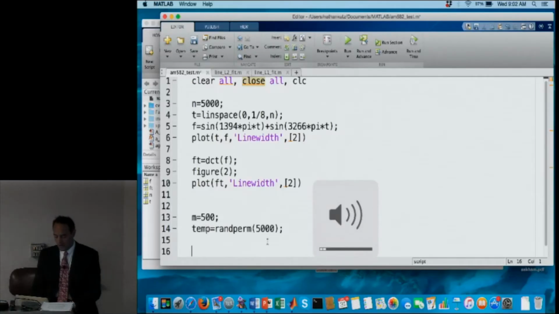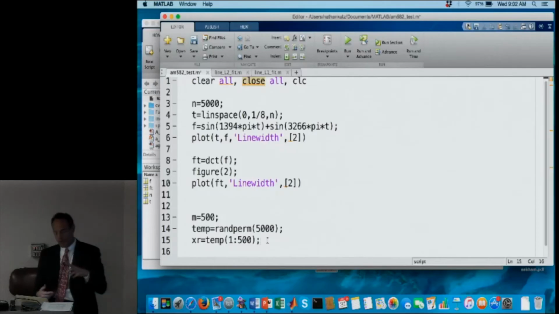So what I'm going to do is say, all right, we've got a random thing, so let's call it XR. XR is going to be equal to the first 500 components of temp. So I shuffled it, and I say, okay, now that it's shuffled, go grab the first 500, and it's going to tell me the measurement locations.